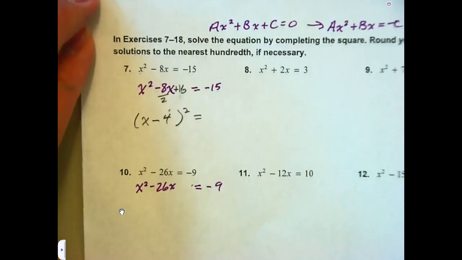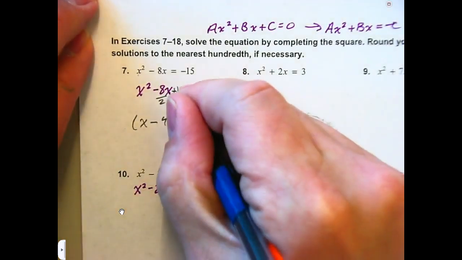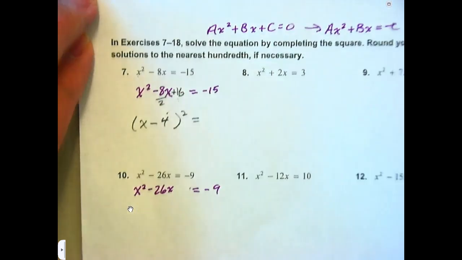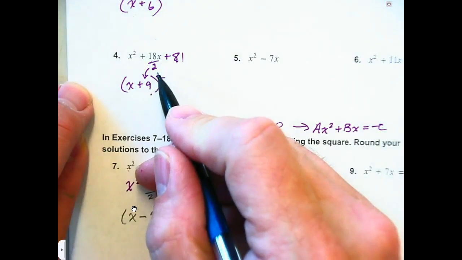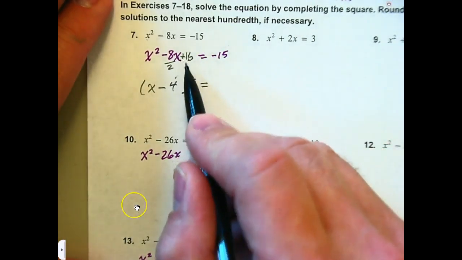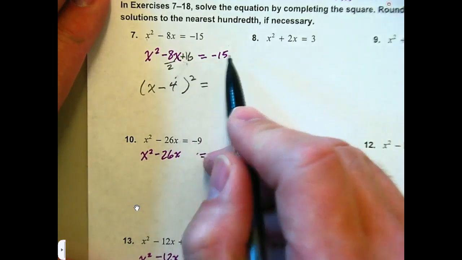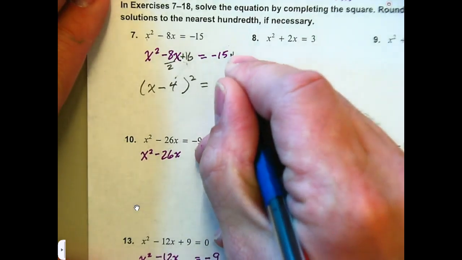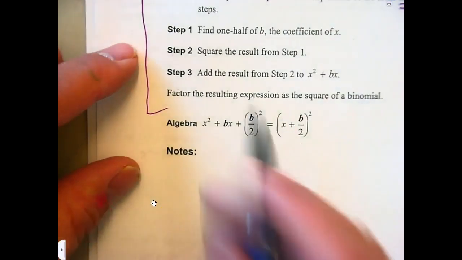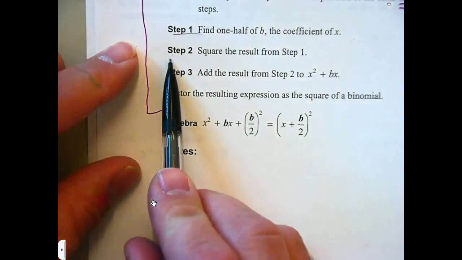When you're dealing with an equation, equations must stay balanced. You just can't randomly throw numbers into them. You can do that with an expression. Equations you can't. They have to stay balanced. Which means if I add 16 here, I've got to add 16 over here. Now that's a key piece there. Okay? And if you're following along with your notes, we've done step 1 and step 2.